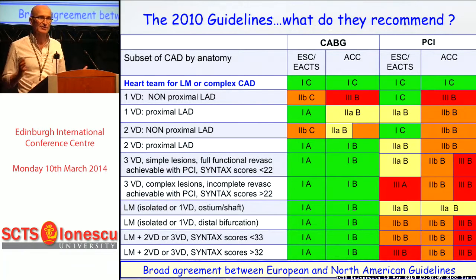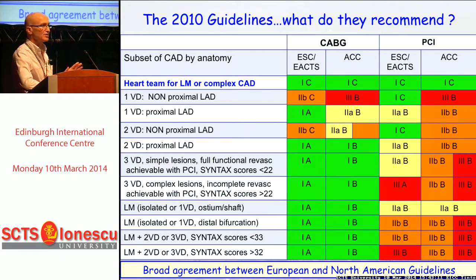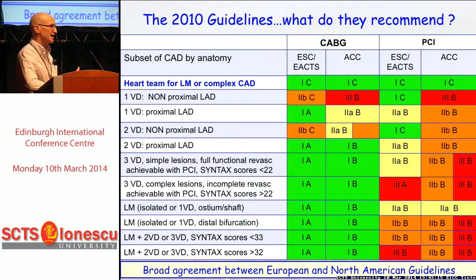Right, so where are we just now in terms of CABG? If you look at the 2010 guidelines, what do they recommend just now? I've summarised here for both CABG and PCI the guidelines from ESC, EACTS, and from North America, the ACC, AHA. Essentially, we can divide coronary artery disease into 9 patterns of disease: 1 and 2 vessel, 3 vessel disease, and then 4 subcategories of left main.